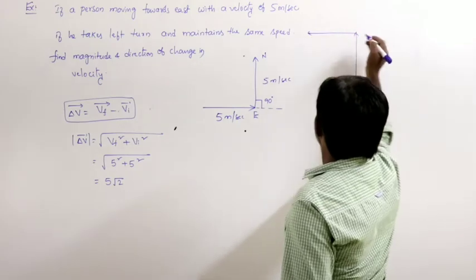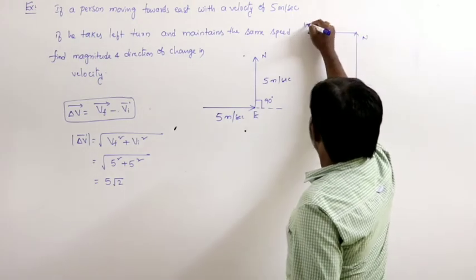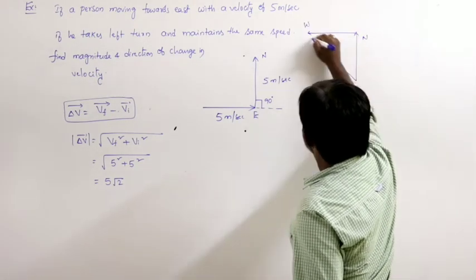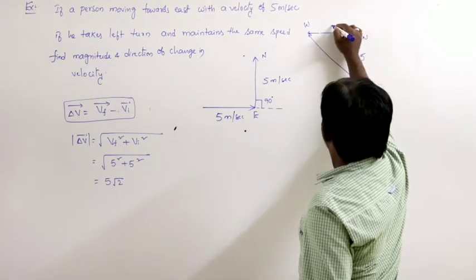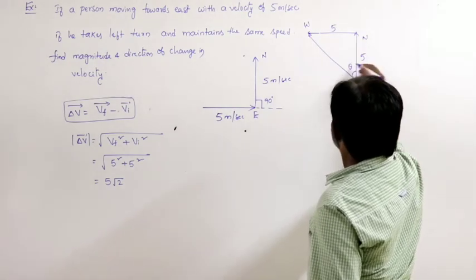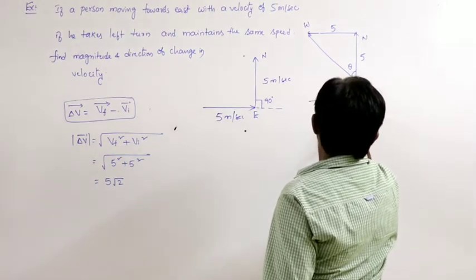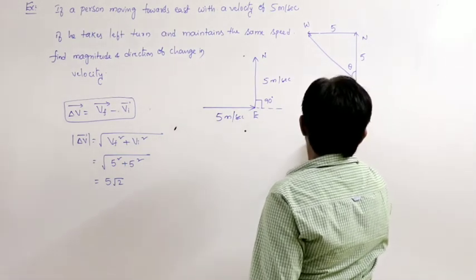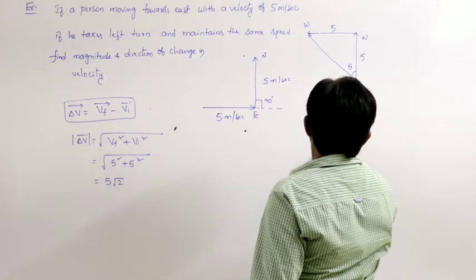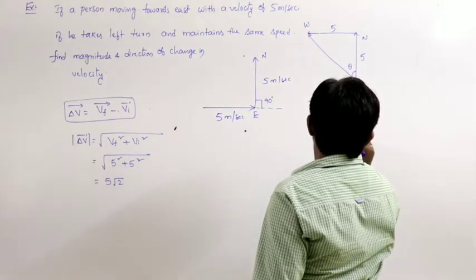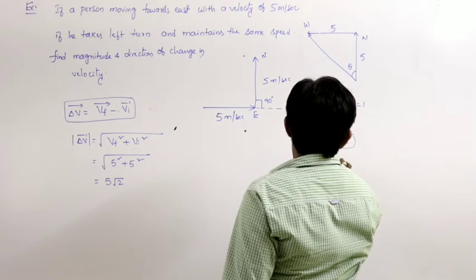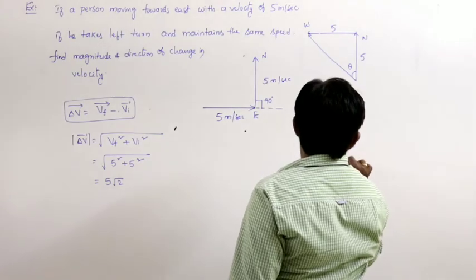It is west. So this is north and this is west and this is the resultant. This is phi and this is phi. This is theta. Tan theta is opposite side by adjacent side, that is 1. Tan theta is equal to 1. So theta is equal to 45. If theta is exactly 45, the direction is northwest.